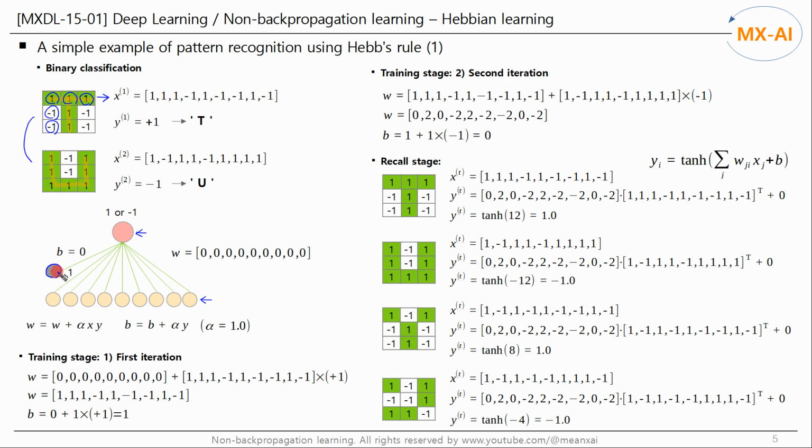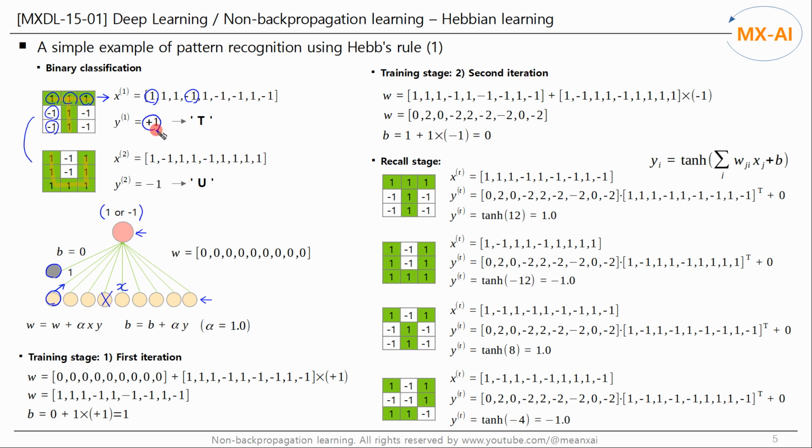This is a typical network for binary classification. The image vector X represents the activation values of the input layer neurons. A +1 means the neuron is activated, and a -1 means the neuron is not activated. The activation value of the output layer neuron is either +1 or -1.